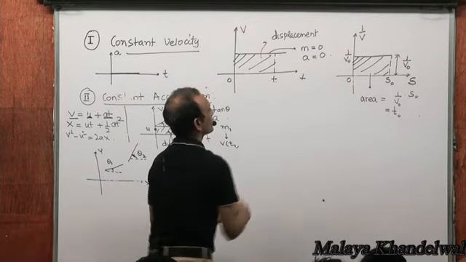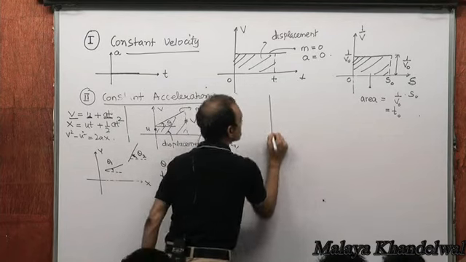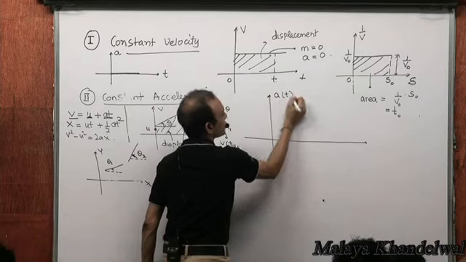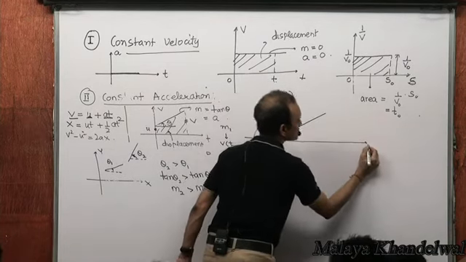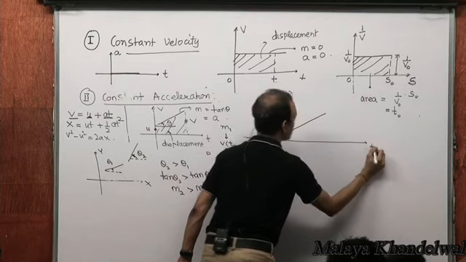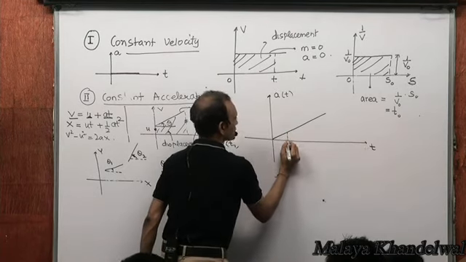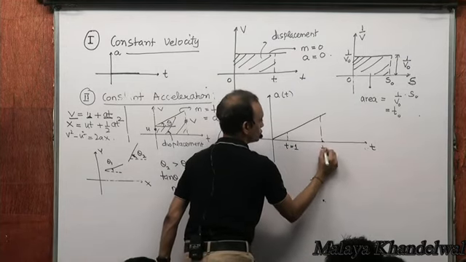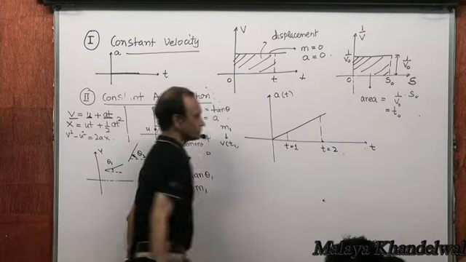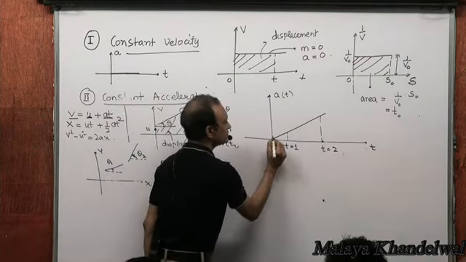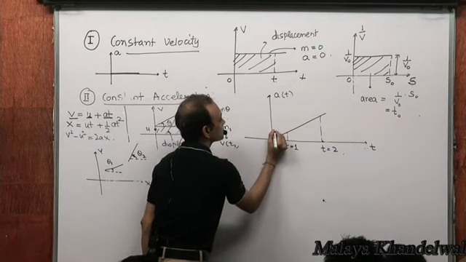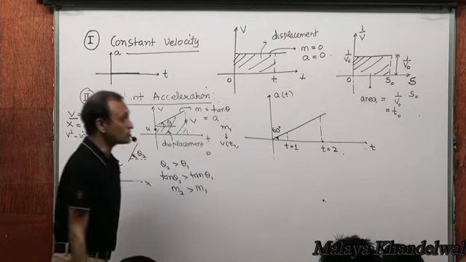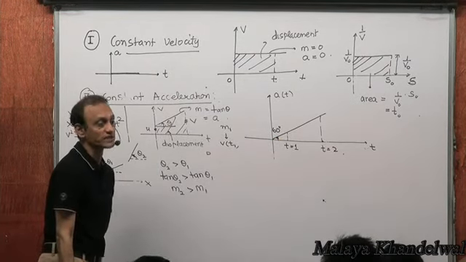Which means, suppose the acceleration versus time graph was like this, and this is t equal to 1, and this is say t equal to 2. And say this angle is 60 degrees. Say it's a straight line. Obviously, it's not a case of constant acceleration.